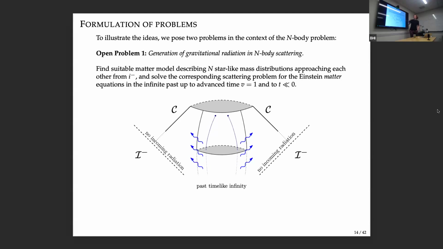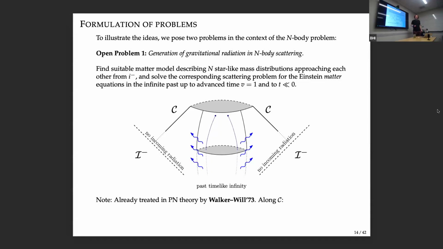So the task is to find a suitable matter model describing n star-like mass distributions approaching each other from infinitely far away, from past timelike infinity, and then solve the arising scattering problem for the Einstein matter field equations in the infinite past up to some null cone, so up to some bounded advanced time v. And then I want to find the asymptotics towards past null infinity along this null cone. So I want to evolve this matter and see what the trace of the radiation that they emit looks like on this null cone.